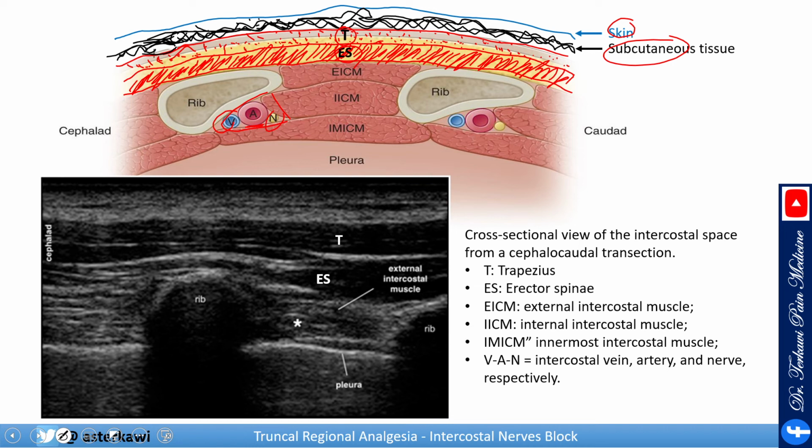The orientation of this is vein at the end, then artery, then nerve. It is very hard to see the nerve, but if you see the artery, then it's just lateral to that, your nerve. So again, trapezius, erector spinae, and then the intercostal muscles. It's hard to differentiate them sometimes, but I will show you a trick in a second.